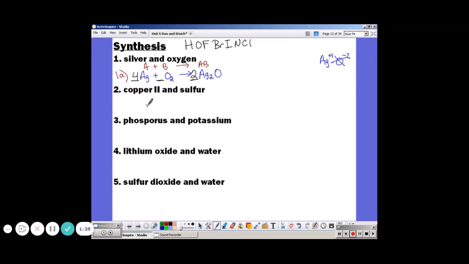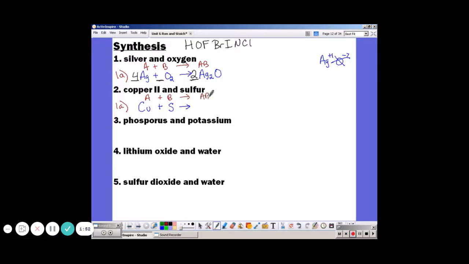Copper to sulfur. Cu is copper. The Roman numeral 2 refers to the charge, but we don't show charges when we write formulas, so we're going to ignore the 2 at the moment. And is a plus, and then sulfur is just S. So again, this would be the formation of a binary compound because I have 2 elements added together. So A plus B would give us AB.